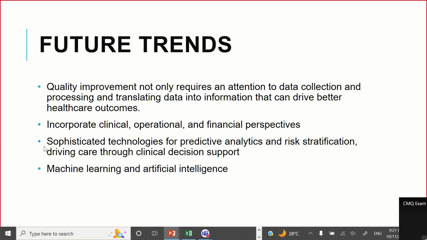Okay. And then we go through the future trends for quality. It says that quality improvement does not only require attention to data collection and processing, it also requires translating data into information that can drive better healthcare outcomes. There's a need to incorporate clinical, operational, and financial perspectives whenever you're collecting data. There are more sophisticated technologies for predictive analysis and risk stratification that will be used in healthcare delivery and healthcare improvement to drive care through clinical decision support.